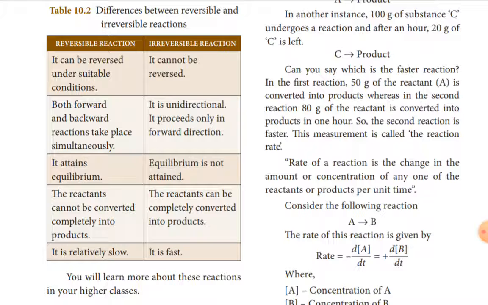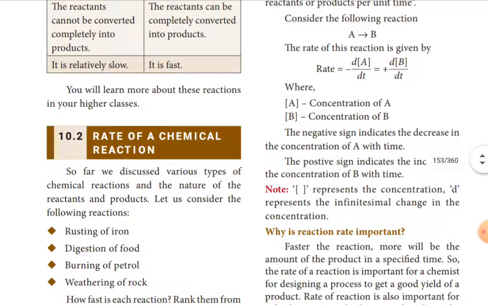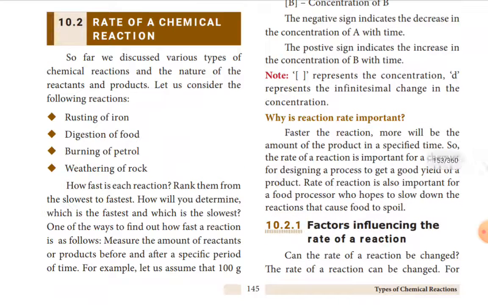What is called rate of reaction? The change in the amount of concentration of any one of the reactants or products per unit time. There is a formula, and the negative sign indicates the decrease of concentration. The positive sign indicates the increase of concentration. So normally the rate of reaction is important in factories and industries for designing the process to get a good yield of the product, and also in the food processing unit.